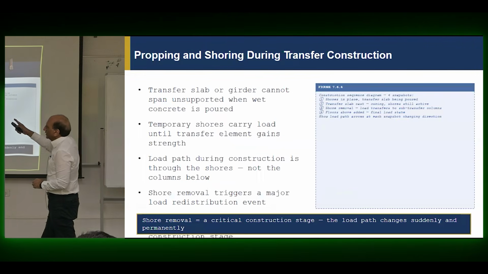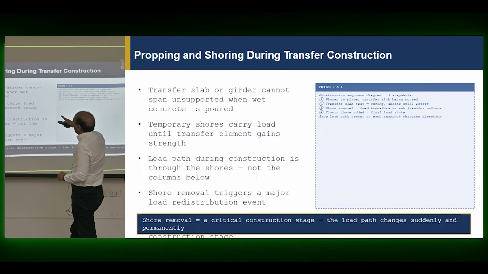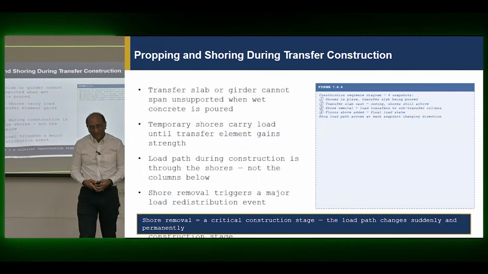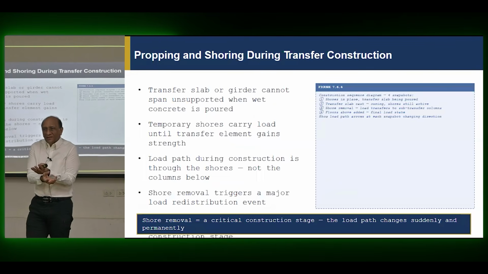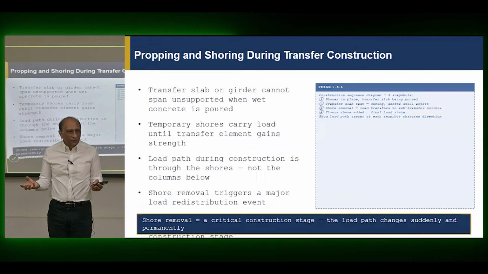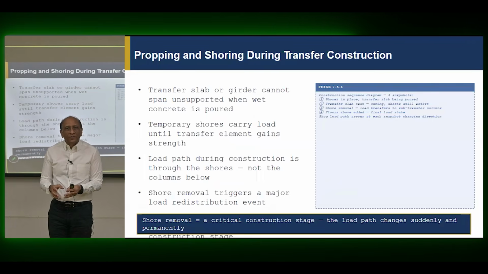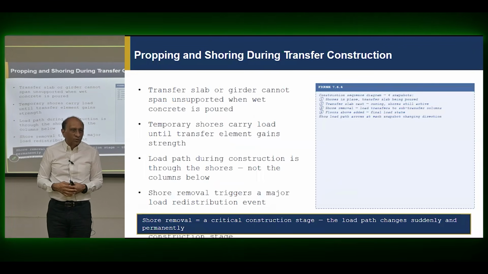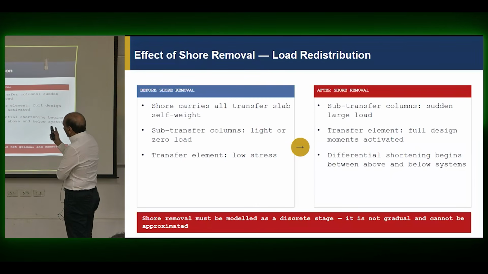So another one, transfer girder slab or girder cannot span unsupported when wet concrete is poured, obviously. Which means that the casting of the floor of the transfer girder and the removal of the formwork and the next stages have to be completely coordinated between analysis and construction. The effect of shore removal, I already mentioned this one. Shore carries all the transfer slab self-weight.